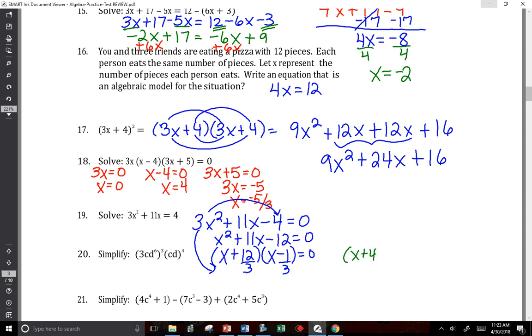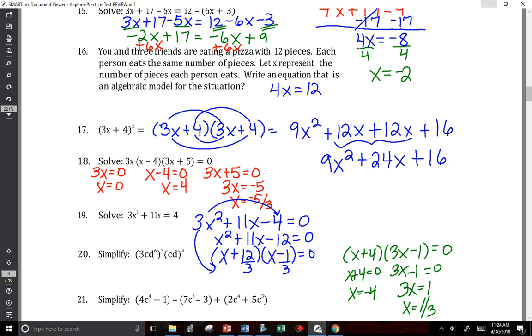No, but I want to erase to make room. It's getting kind of jumbled up, I think. Everybody good with 19? Okay, we're on number 20.